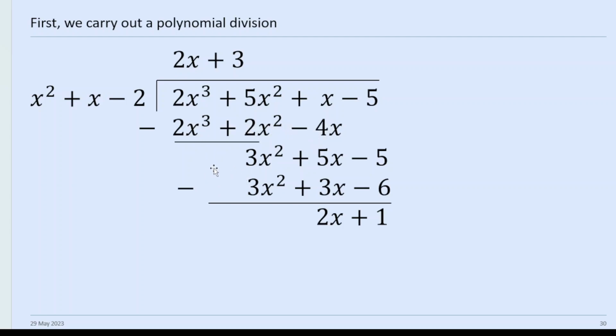Then what we're going to do is subtract. So the 2x cubes cancel. That's kind of the point. Then you get 3x squared, and then you get x minus minus 4x is plus 5x. Then you bring down the minus 5, 3x squared plus 5x minus 5. Then x squared into 3x squared plus 5x minus 5 goes in just 3 times, plus 3 on the top. 3 times that, you get 3x squared plus 3x minus 6. Take them away, we get 2x plus 1 as the remainder.